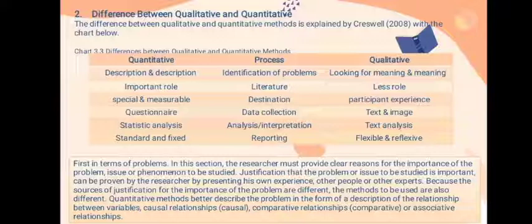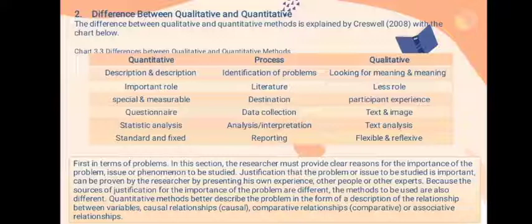Okay, next, first in terms of problems. In this section, the researcher must provide clear reasons for the importance of the problem, issue, or phenomenon to be studied. Justification that the problem or issue to be studied is important can be proven by the researcher by presenting his own experience, other people, or other experts.